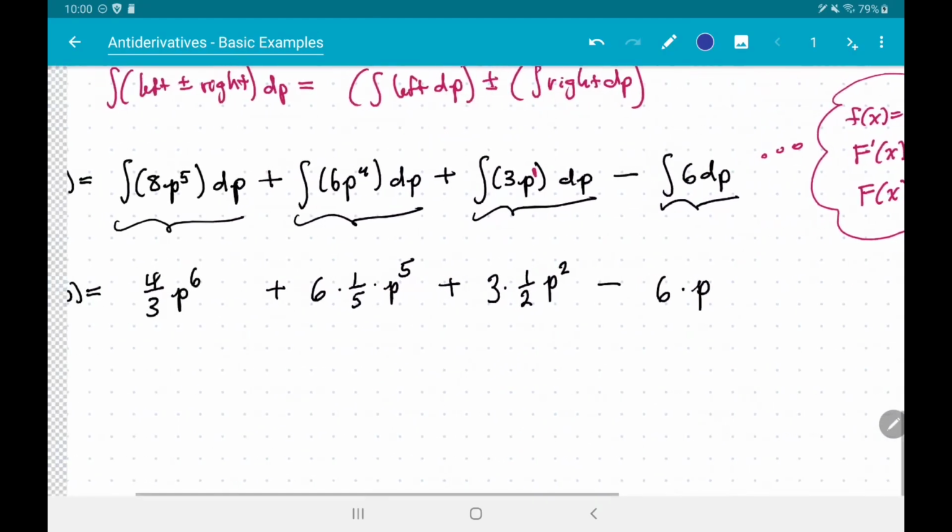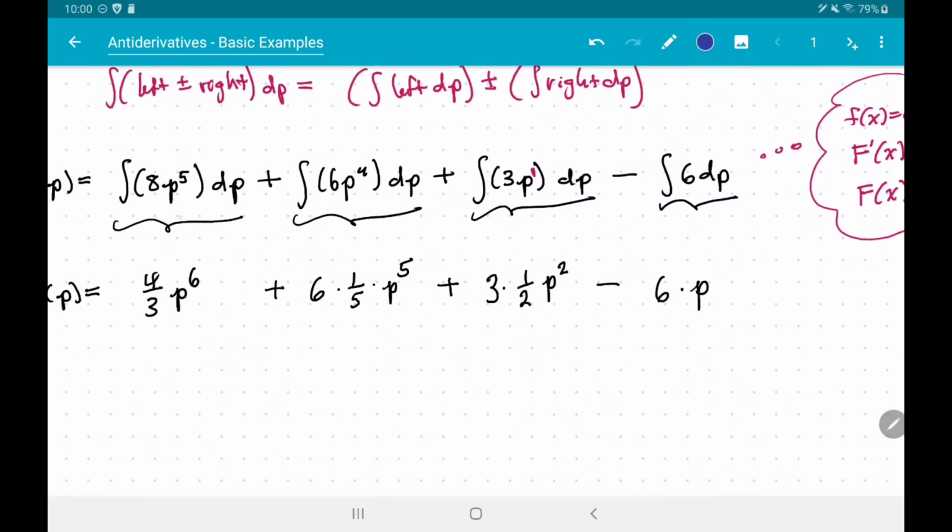Now, a couple of things also to look at. This term is degree 5. Its antiderivative is a degree higher, degree 6. This term is degree 4. Its antiderivative is a notch higher, degree 5. This term is degree 1. Its antiderivative is a notch higher, degree 2. This is a degree 0 term, a constant term, and its antiderivative is degree 1. So the degree goes up a notch for the antiderivative power rule. And finally, since now we've finished dealing with all of those integral signs, we can put in the constant of integration.